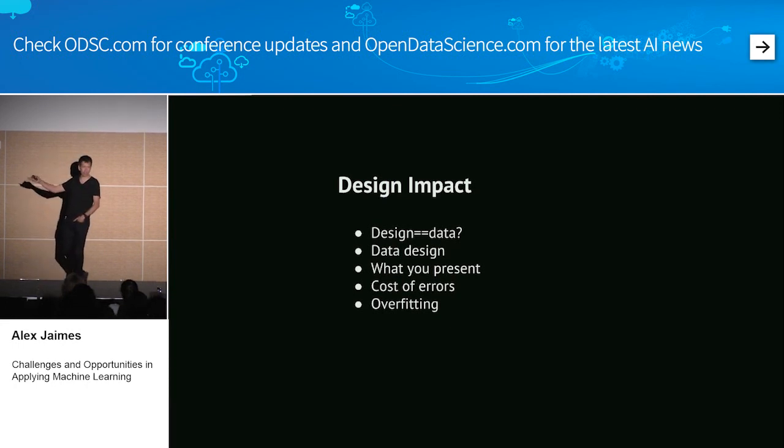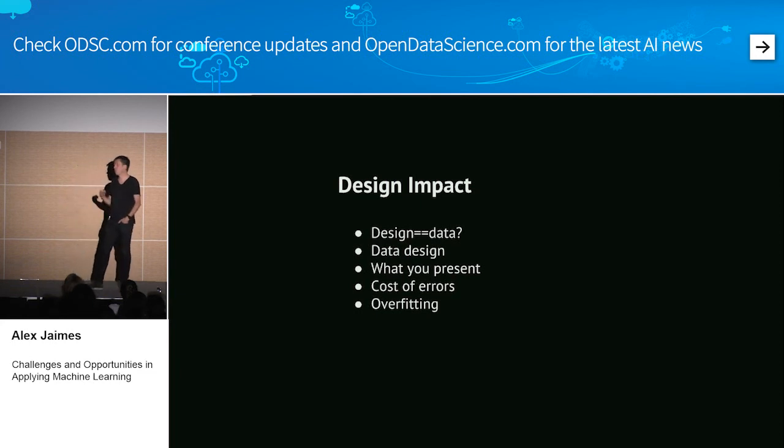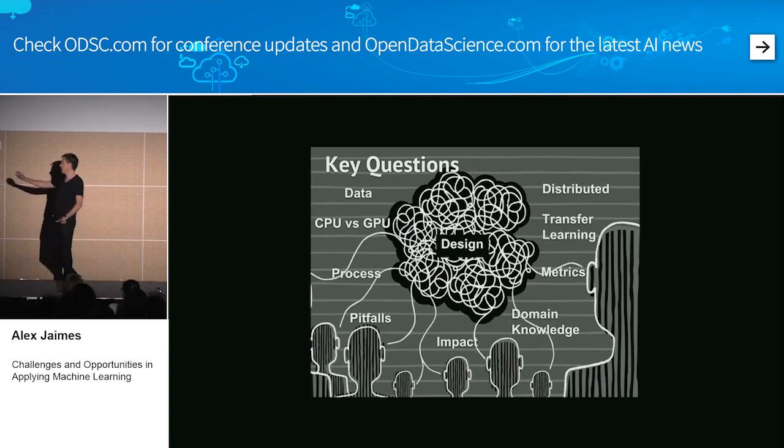Understanding the cost of errors, I talked about a little bit. And then overfitting: always trying to think, if we switch context, the data that the system is going to see is going to be completely different. So let's make sure we account for that. So these are the key questions, and it's just a summary of what they are.